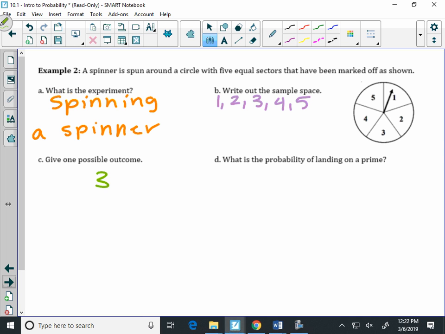7 is not going to be an outcome because it's not in your sample space. D is saying, what is the probability of landing on a prime?